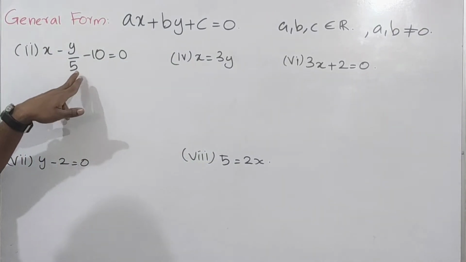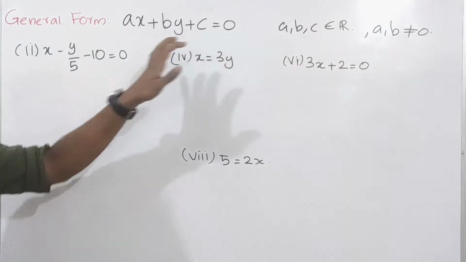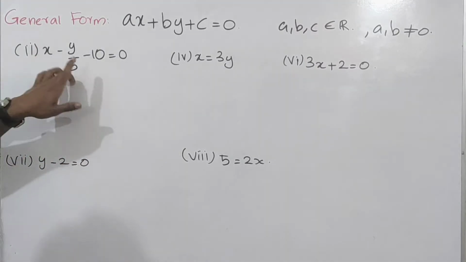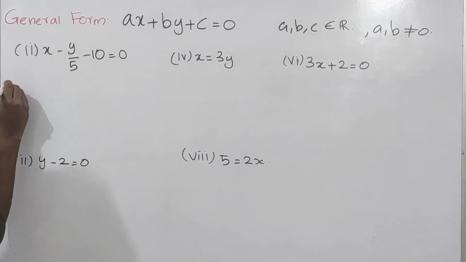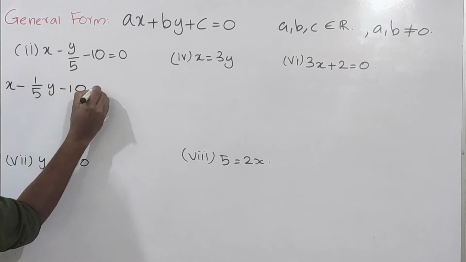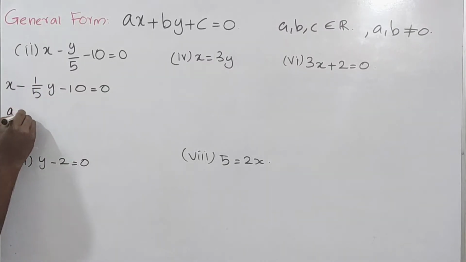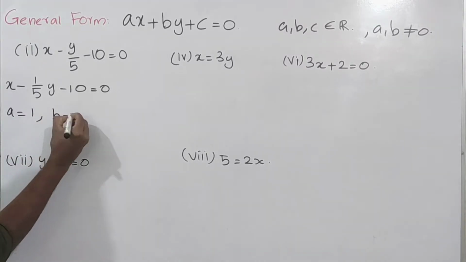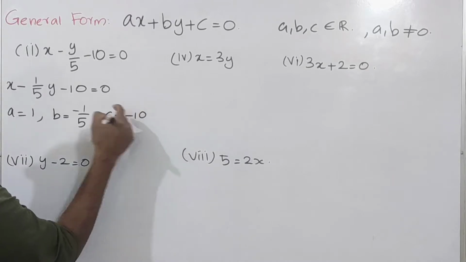Here x minus y by 5 minus 10 is equal to 0. We need to convert that into the form ax plus by plus c is equal to 0, which is already the same. Now let's write the terms a, b and c from this. Before writing, I am going to make a slight rearrangement. I will write this as x minus 1 by 5y minus 10 is equal to 0. So there is no change in the answer. Now we can easily write a is equal to 1 because it is 1x. So we write 1, then b is equal to minus 1 by 5 and c is equal to minus 10.